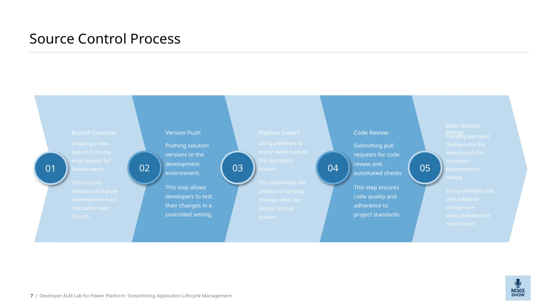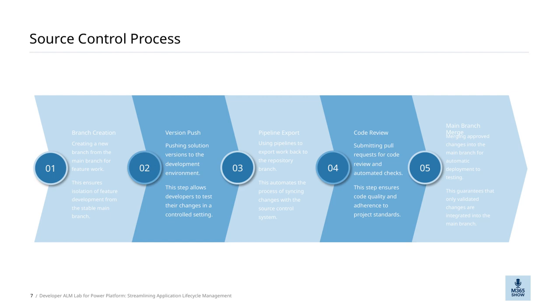After exporting, we submit pull requests for code review and automated checks. This step is crucial for maintaining code quality, catching potential issues early, and ensuring that our changes adhere to project standards. Finally, once the code is reviewed and approved, we merge these changes into the main branch.